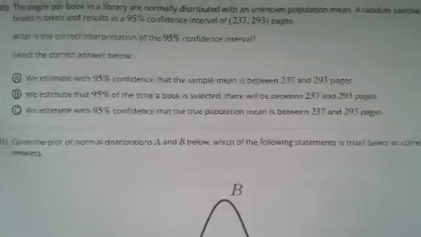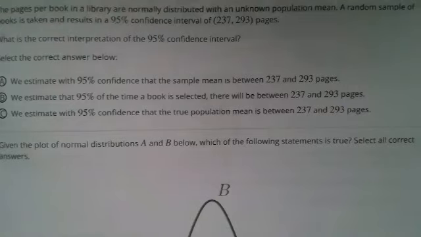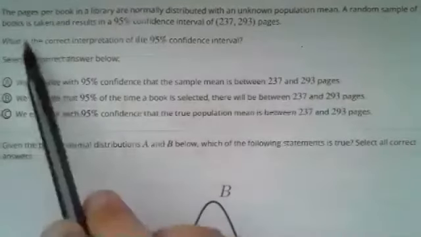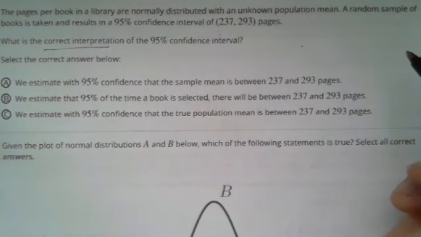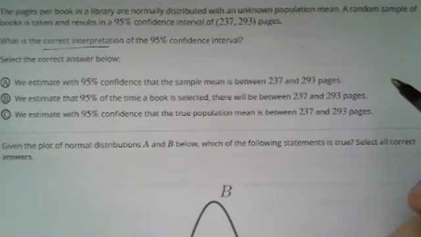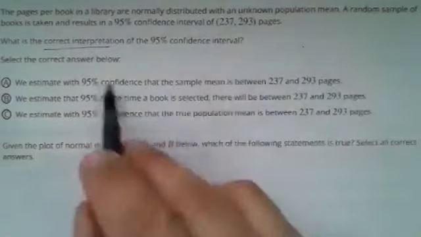Okay, so here, the pages per book in a library are normally distributed with an unknown population mean. A random sample of books is taken and results in a 95% confidence interval of 237 to 293 pages. What's the correct interpretation? So for this, what does it mean when you say we can say with 95% confidence that, we use this information? So which one is correct?